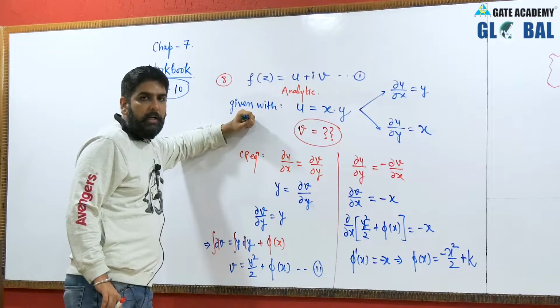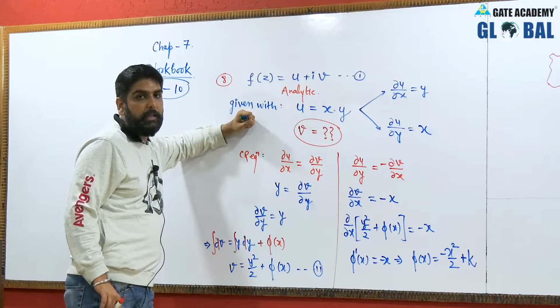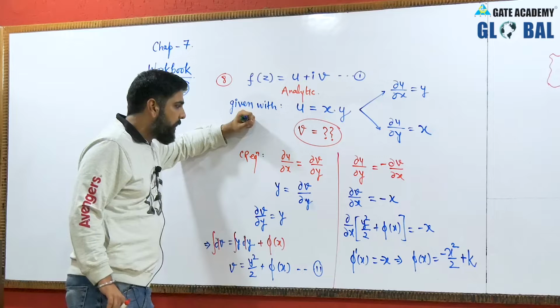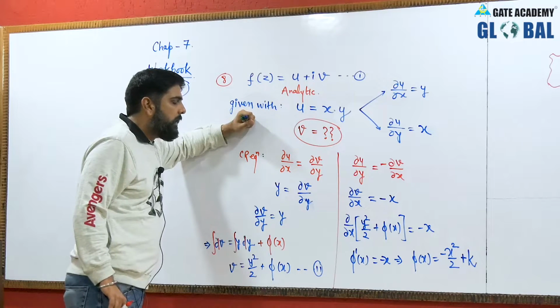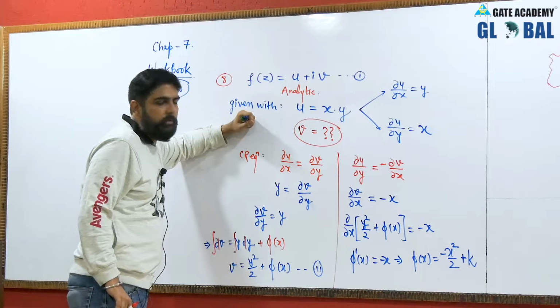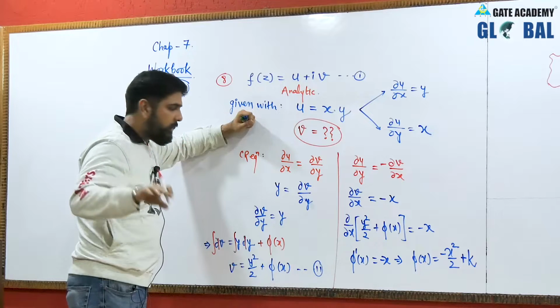By having the real part, if we need to calculate the imaginary part, directly we can apply the CR equation. So I am applying the CR equation in the red color. You can see del u by del x is equal to del v by del y, and del u by del y is equal to minus del v by del x. This is nothing but the CR equation. So I am speaking fast right now.